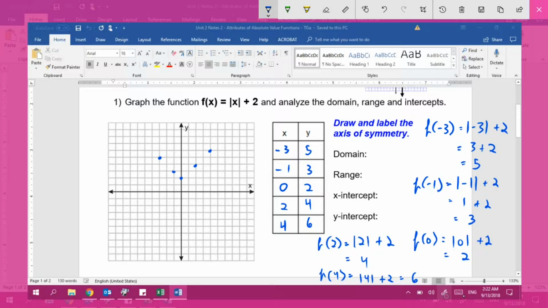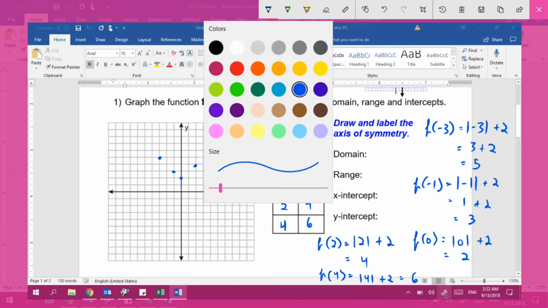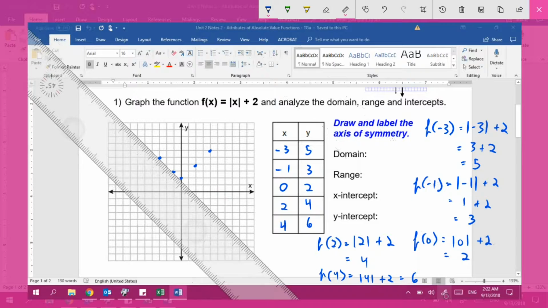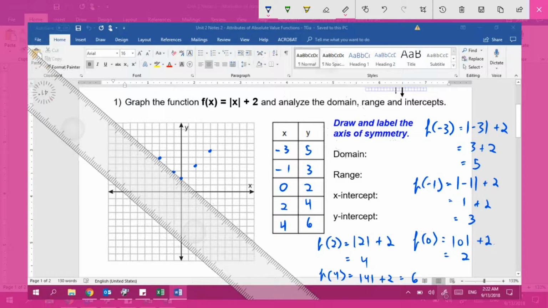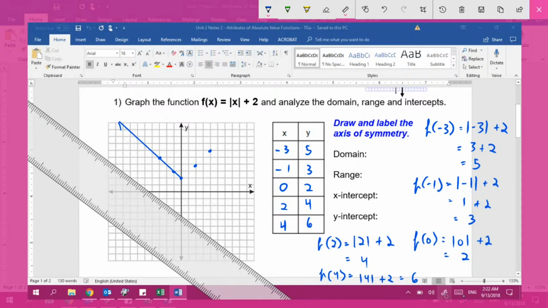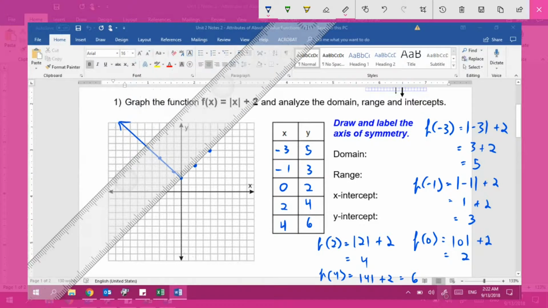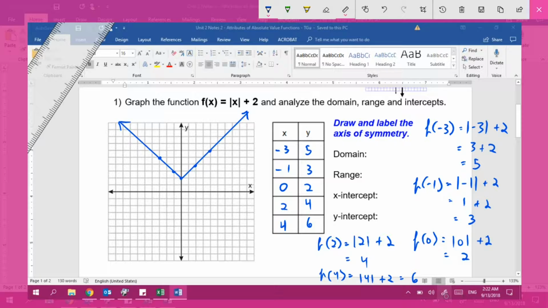Remember, the absolute value graph, as we saw yesterday with the parent function, is always going to look like a V. So we know that when we connect this, it should look like a V of some sort. And if it's not, then we did it wrong. Boom. And let's go this other way now. There we go. So this is my graph of f of x equals the absolute value of x plus 2. So now let's find everything that it wants us to find. Let me erase this stuff.